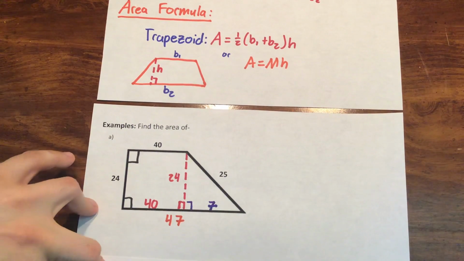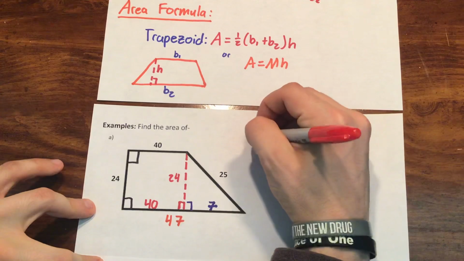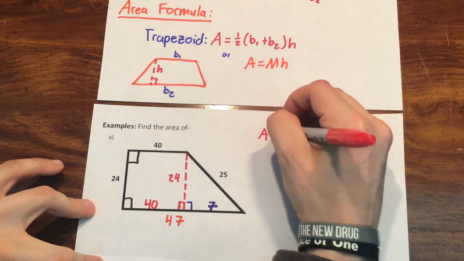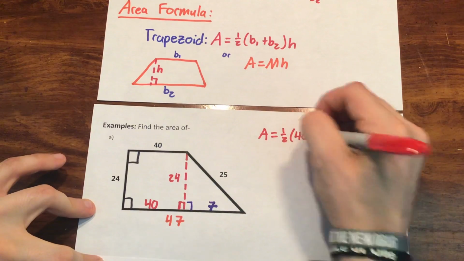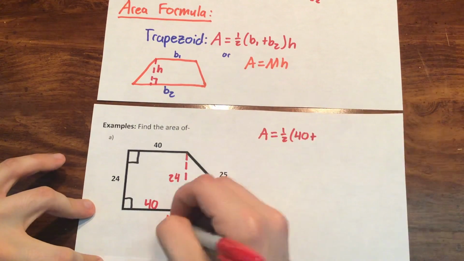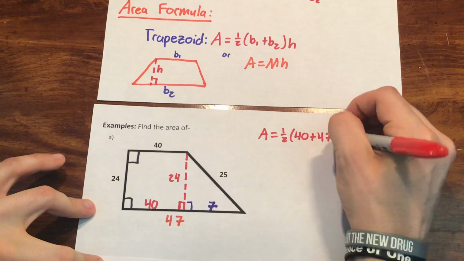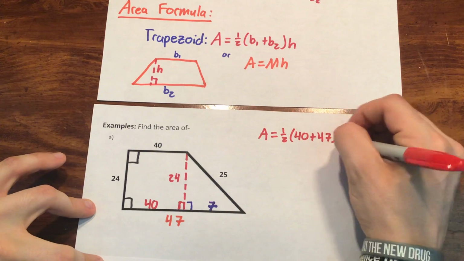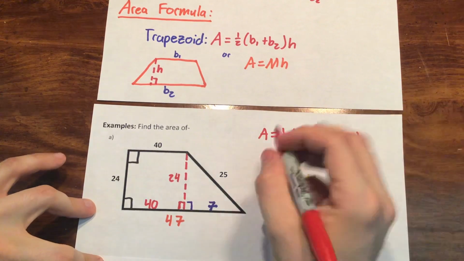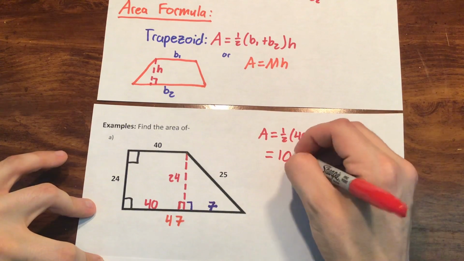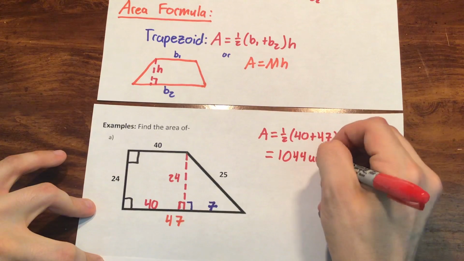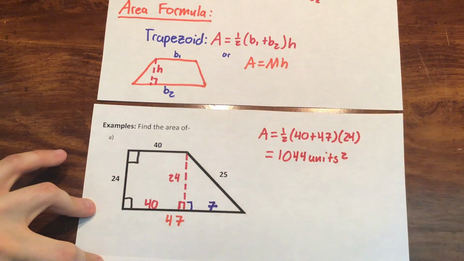Now we can use our area formula. So we have our area is equal to 1/2 base 1, 40, plus base 2, 47, times our height, which is 24. When we solve that down, we're going to get a grand total area of 1,044 units squared.